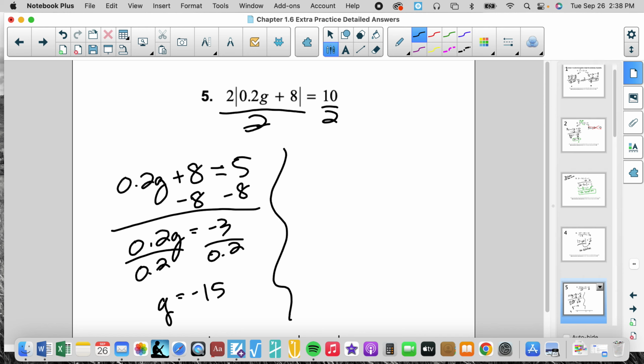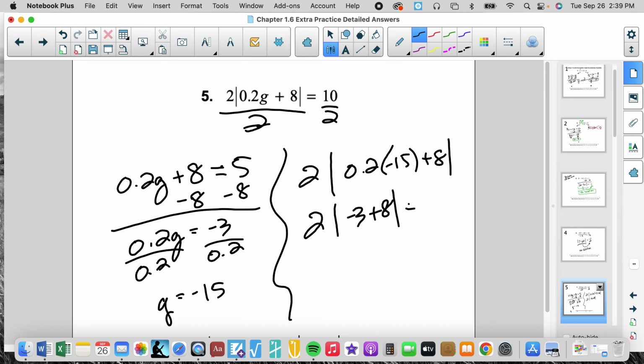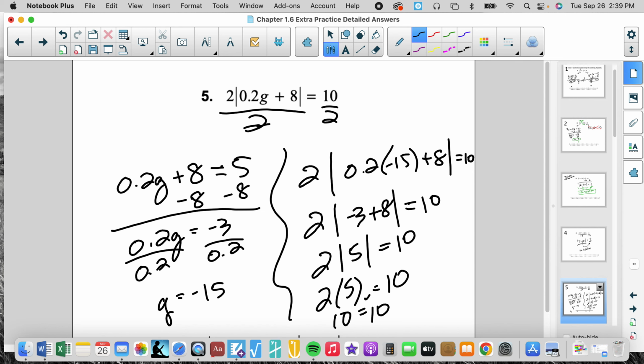So when I plug it in to 0.2 times -15, oh, negative, hello, dummy. That's why I didn't make it negative. So that makes -3 plus 8. And then, 10 equals 10. Found my mistake. Thank you for being patient. Absolute value of 5 is 5. 2 times 5 is 10. 10 equals 10. So -15 is a solution.